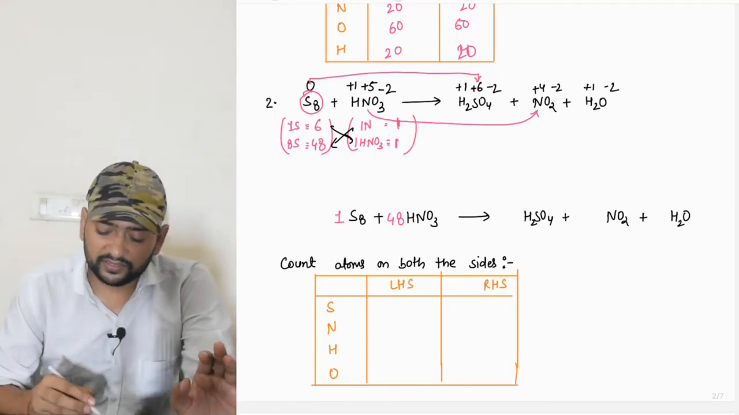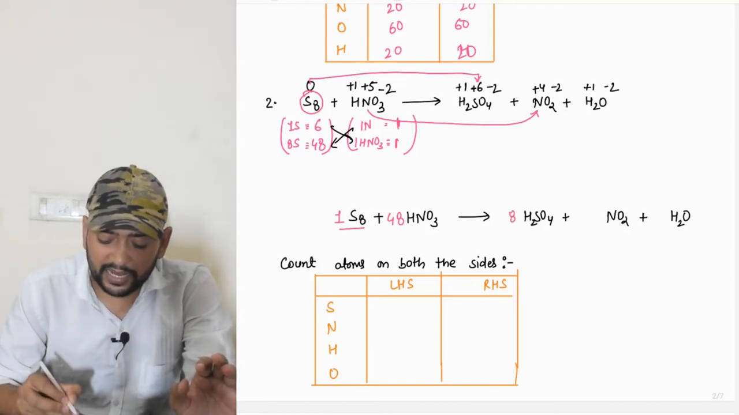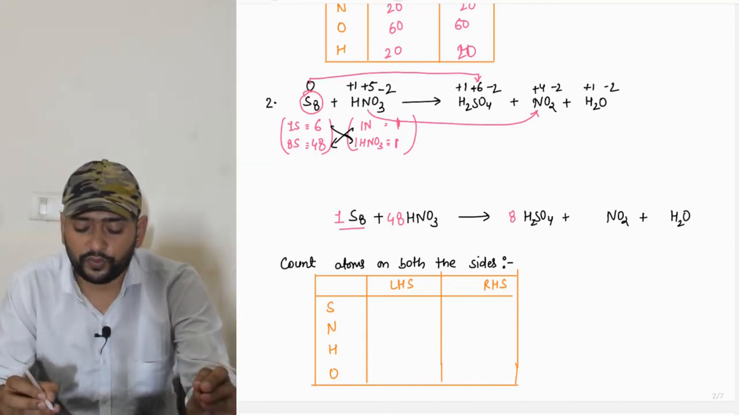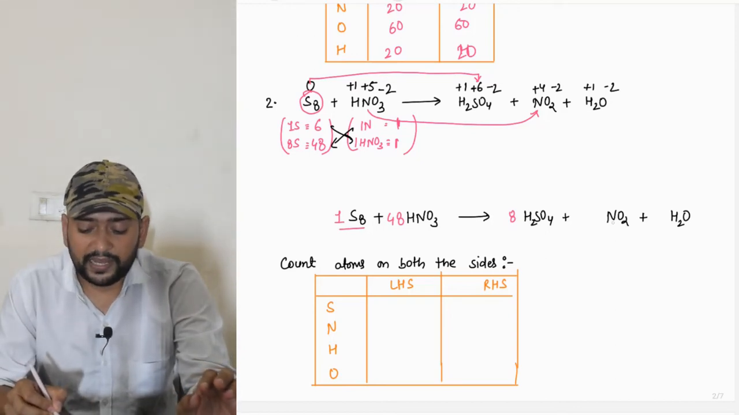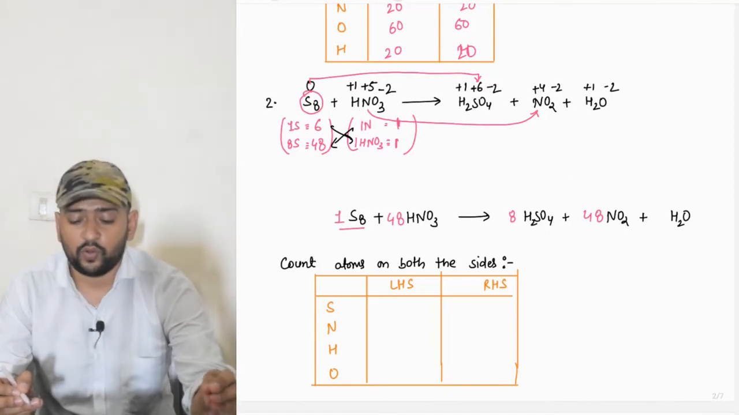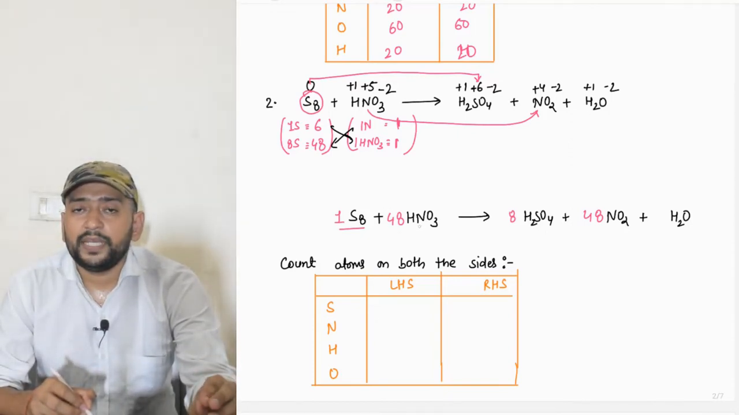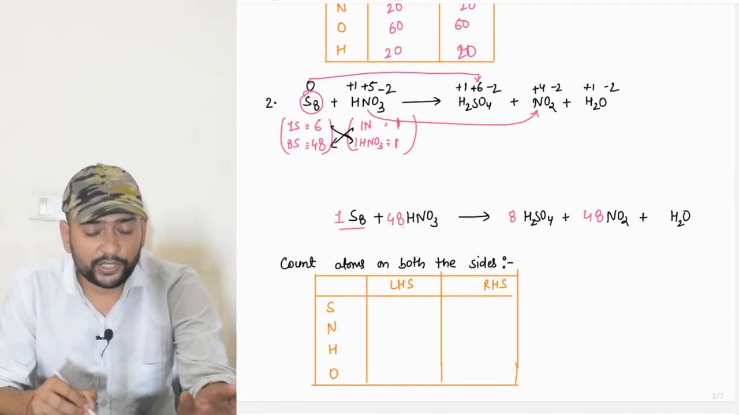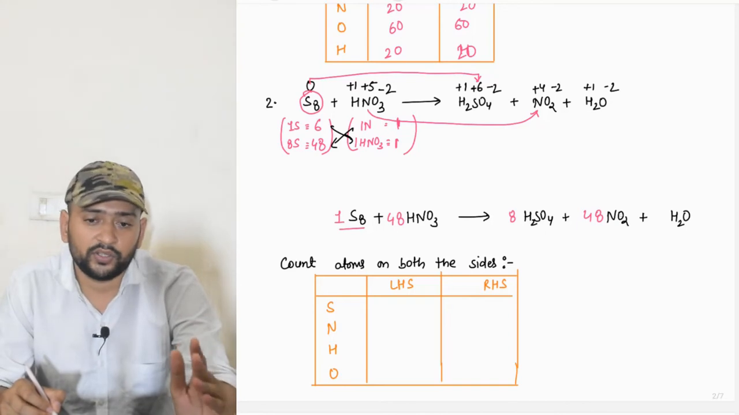So let's balance the sulfur first. For sulfur here we got S8, so I need to write this as H2SO4 with 8, and here we have 48 nitrogen. Here we have NO2 only, so I need to write over here 48 NO2, because 48 nitrogen is present on the left hand side, so I need to make 48 nitrogen on the right hand side.